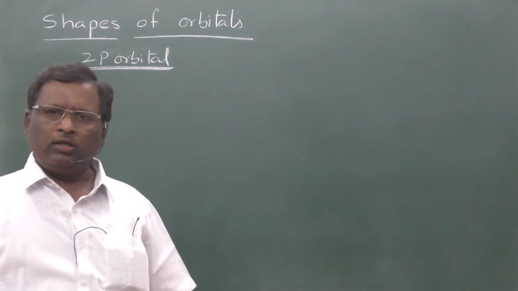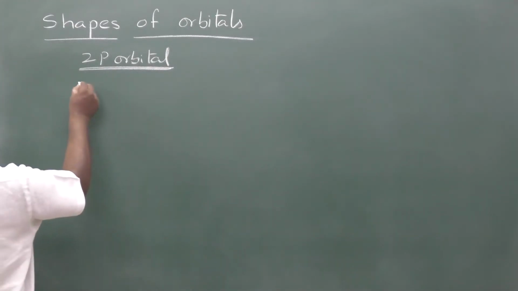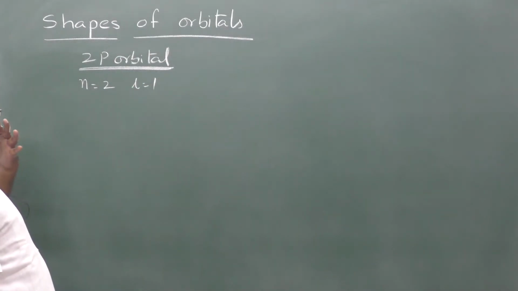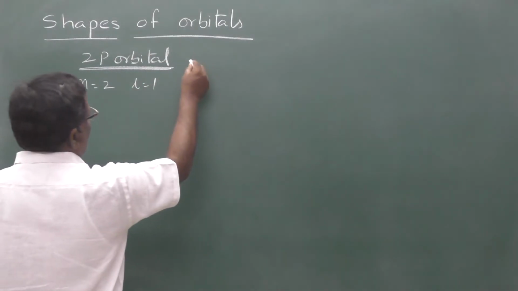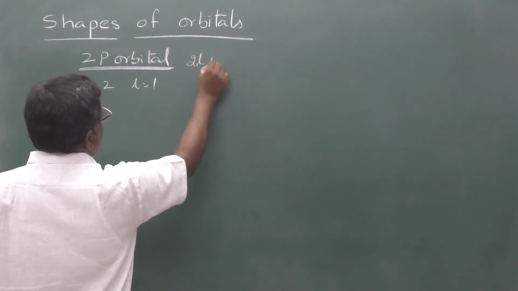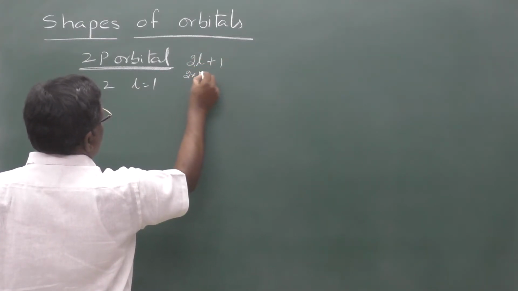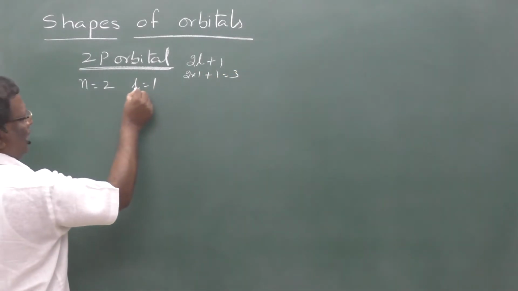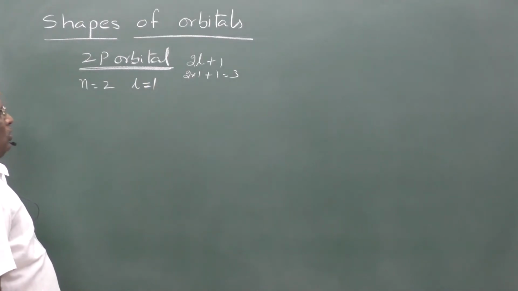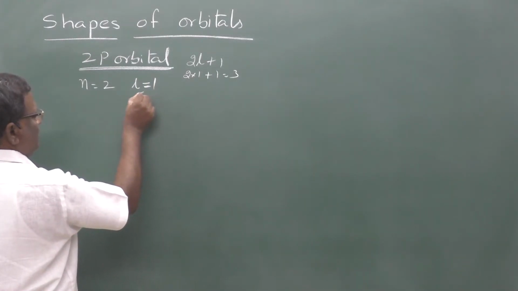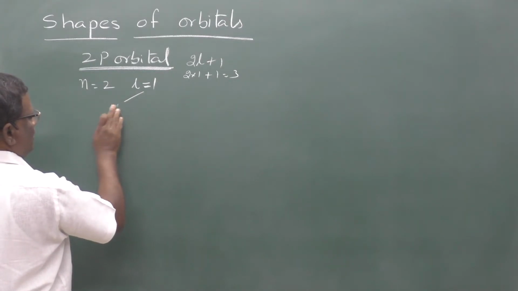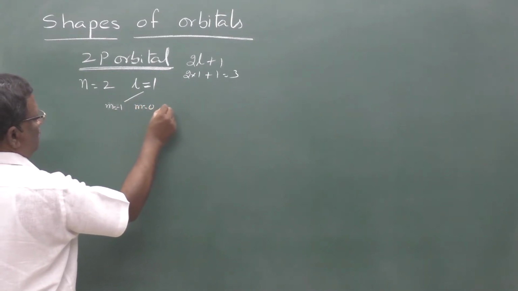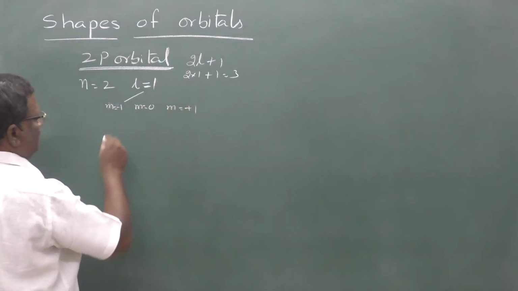2p orbital. For 2p orbital, n is equal to 2, L is equal to 1. If L is equal to 1, it will have 3 m values, because the number of m values is equal to 2L plus 1. So 2 into 1 plus 1 will be equal to 3. That means the orbital with L value 1 will have 3 m values. That means m is equal to minus 1, m is equal to 0, m is equal to plus 1.